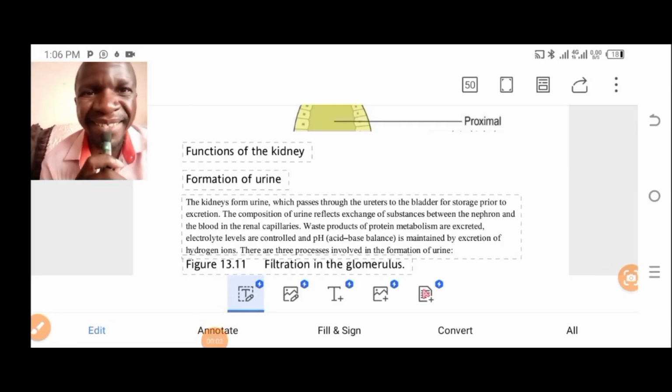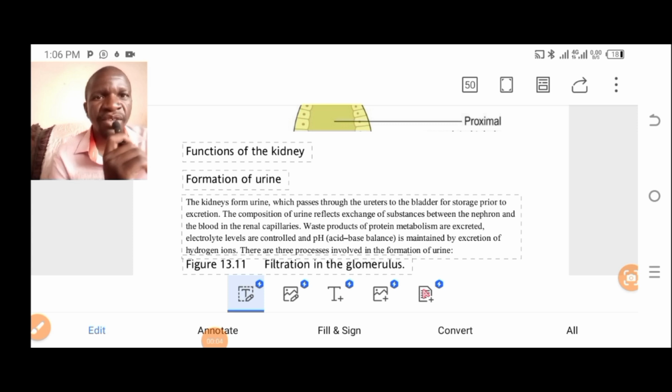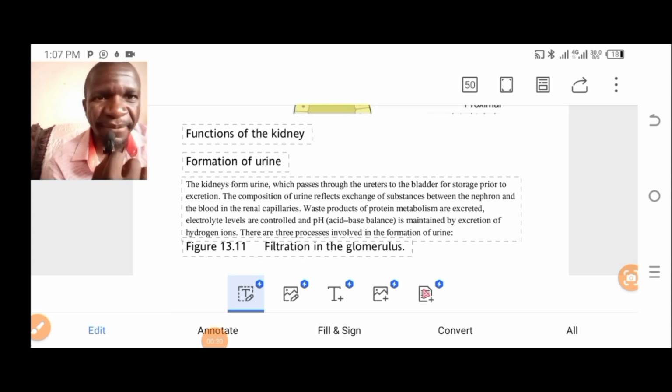Welcome to our last segment, where we are going to look at the formation of urine. Formation of urine is one of the functions of the kidneys. It is the kidneys that form the urine, and the purpose of urine formation is to eliminate body waste. The substances that are not needed in the body are supposed to be eliminated via urination. So let us look at formation of urine.